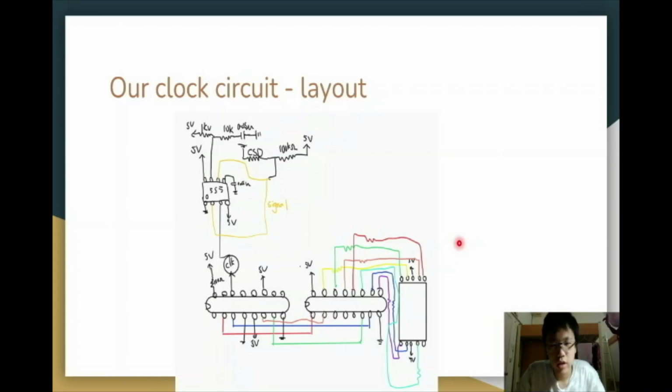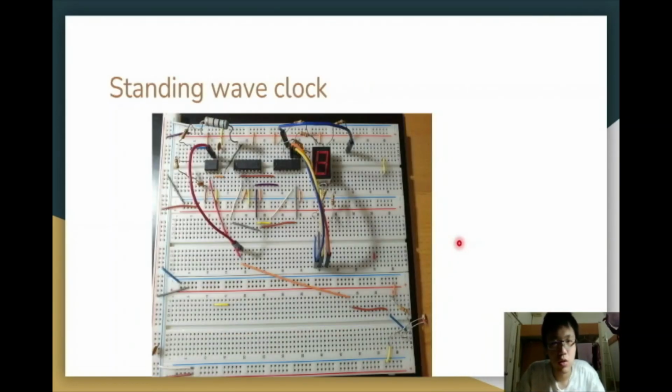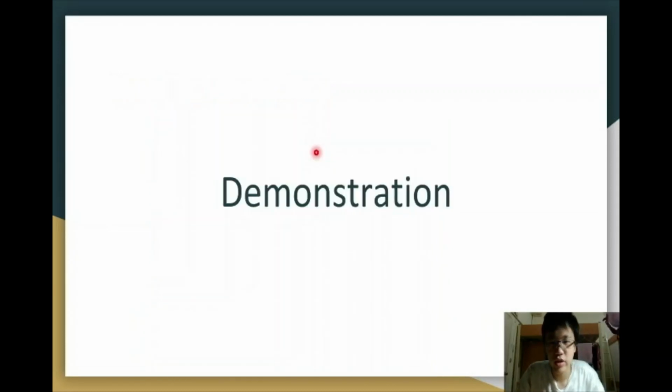Okay, this is the layout drawn by myself. Let's look at the appearance of our clock. Here is a photoresistor, and here is the IC555, which transfers the wave into a square wave. This is the counter IC, this is the decoder IC, and this is a 7-segment display that shows our time. Okay, let's look at the demonstration.